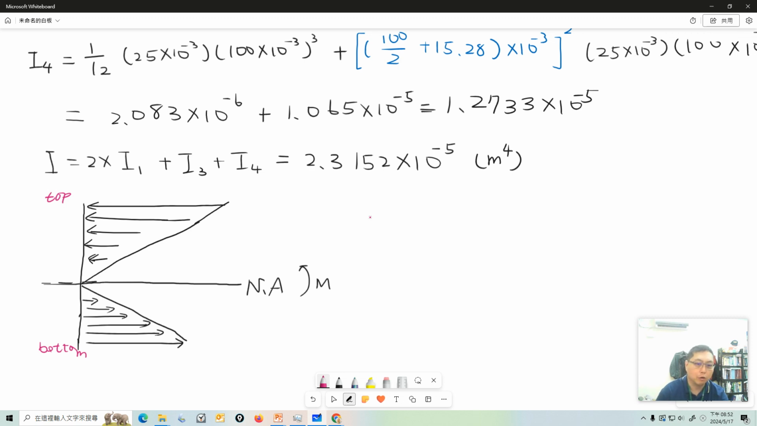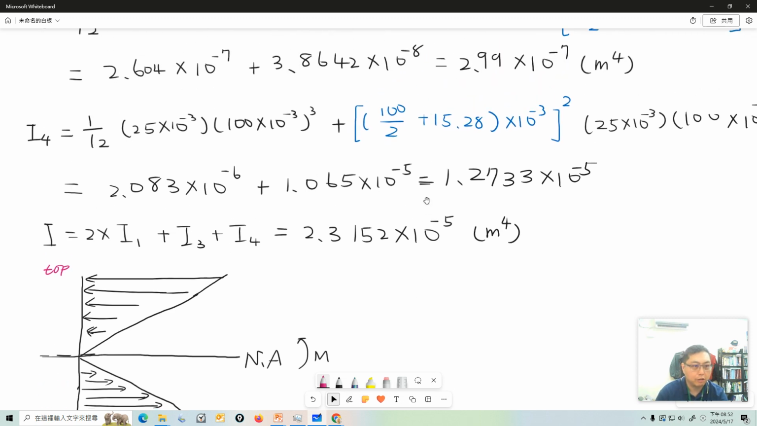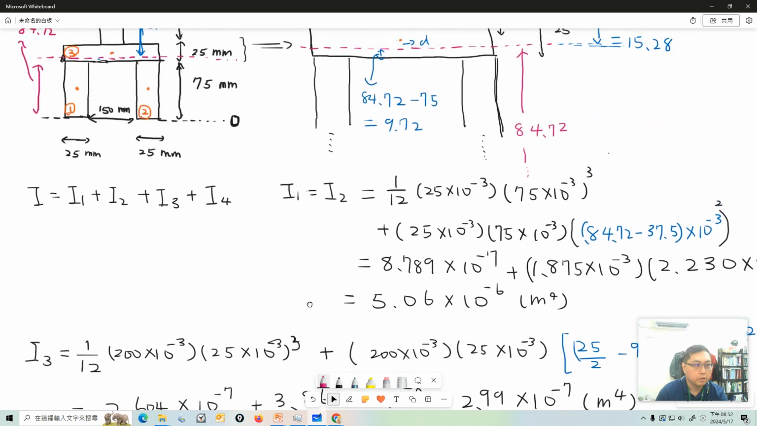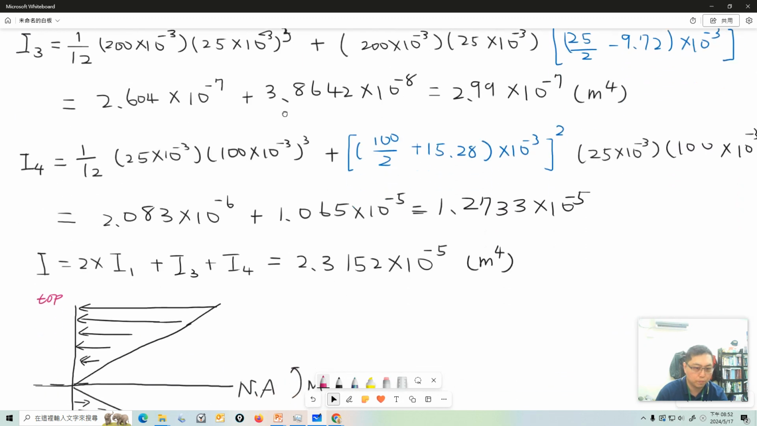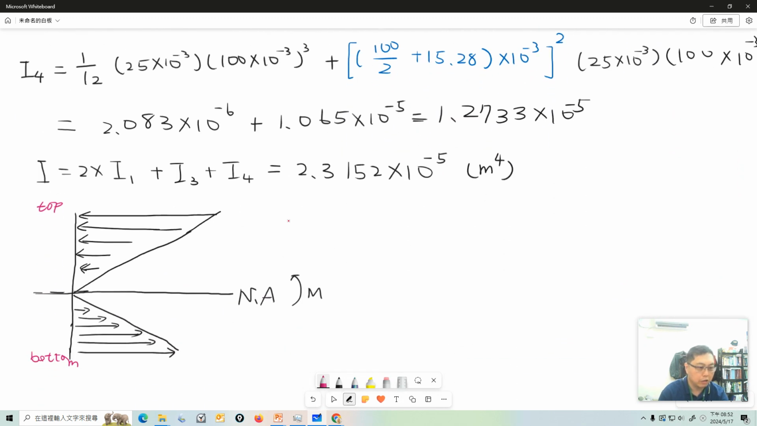Let's go back to this picture. Before, we calculated that the neutral axis is 84.72 millimeter away from the bottom. So here is 84.72. And what's the distance between the top and the neutral axis?